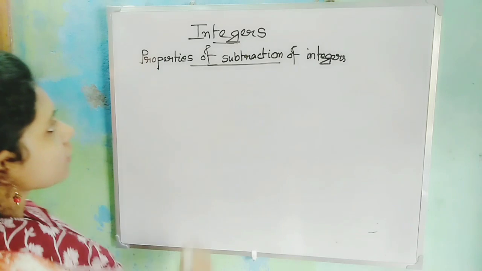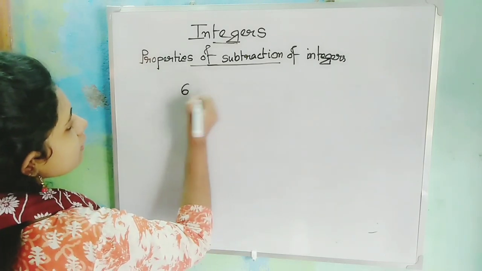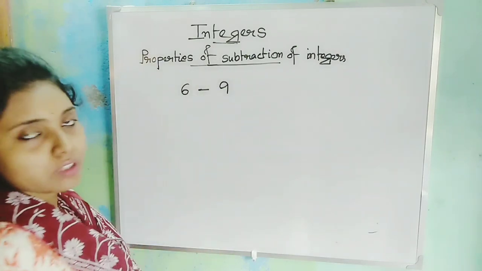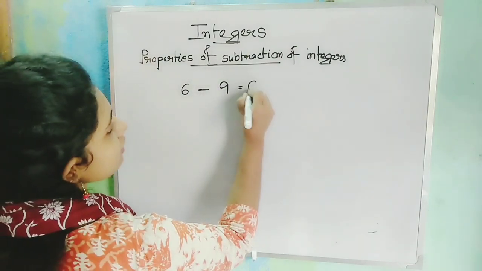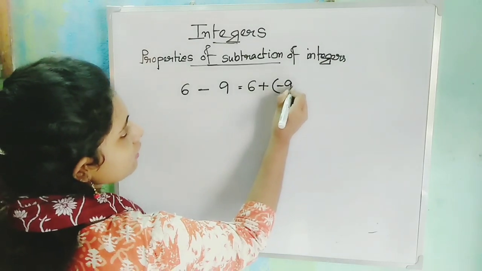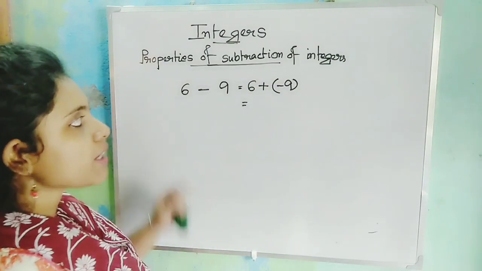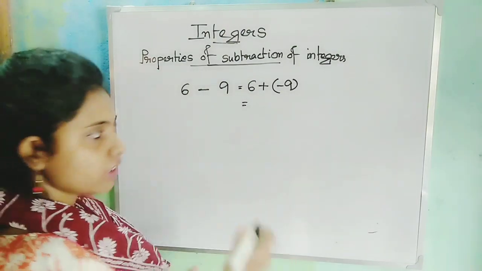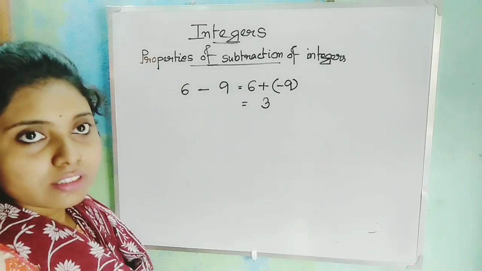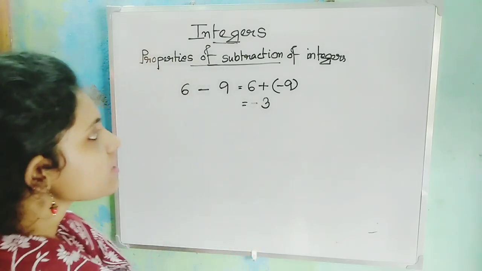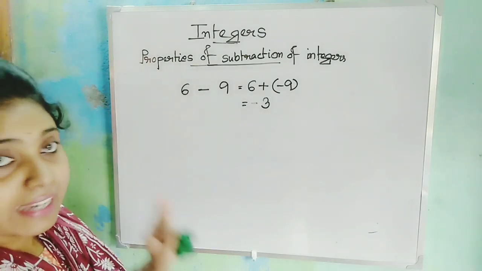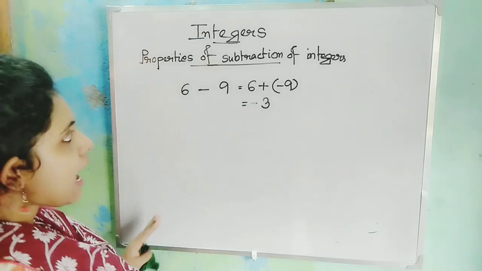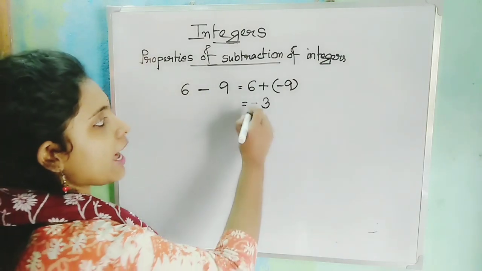So, let's start. See, 6 minus 9. What will be the value? This means 6 plus minus 9. So, we have to subtract 6 from 9. So, the subtraction will be 3 and the sign will be minus. That is, the value is minus 3. See, 6 and 9 are integers and their subtraction is also an integer.